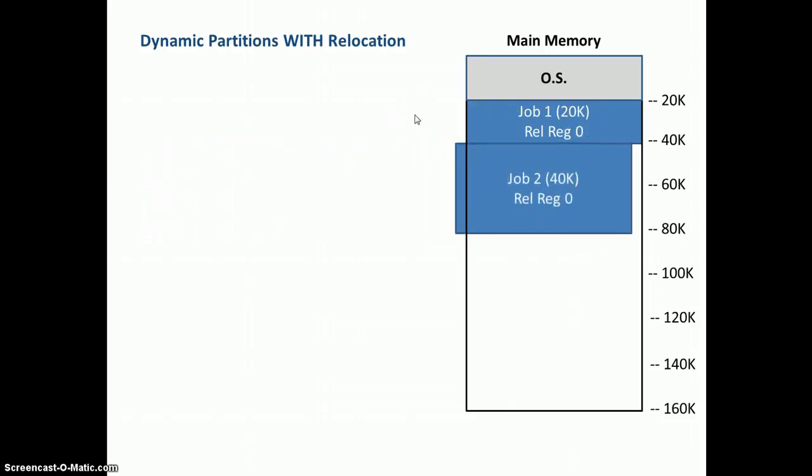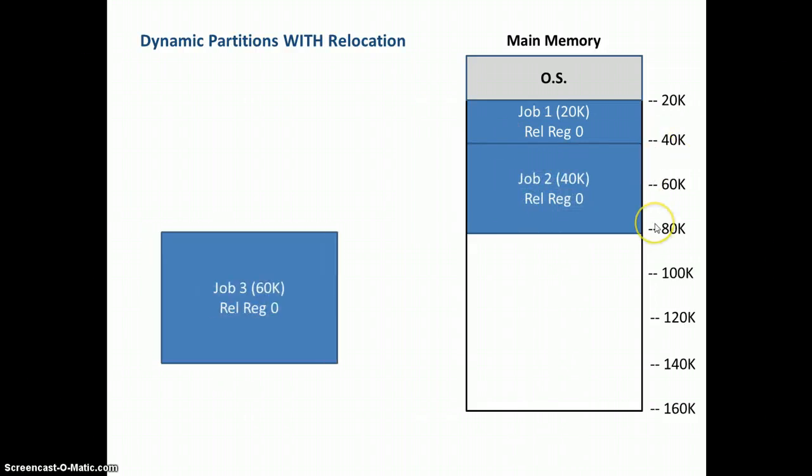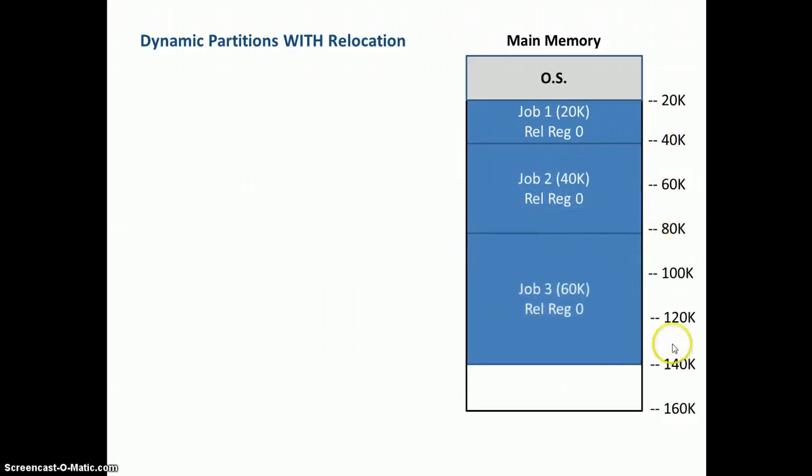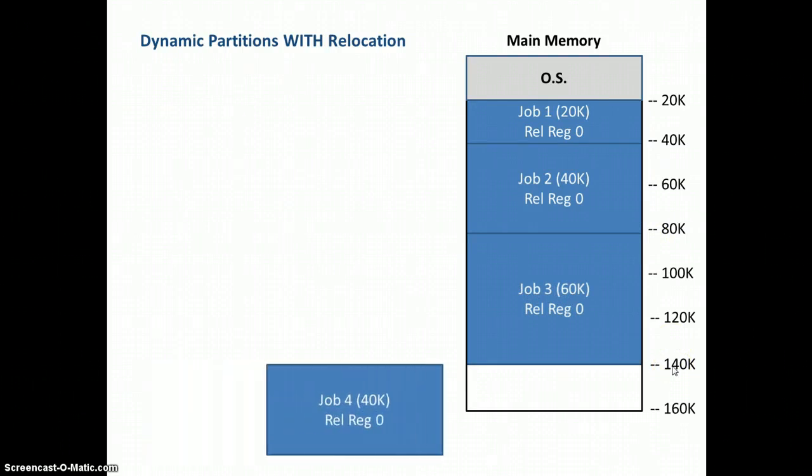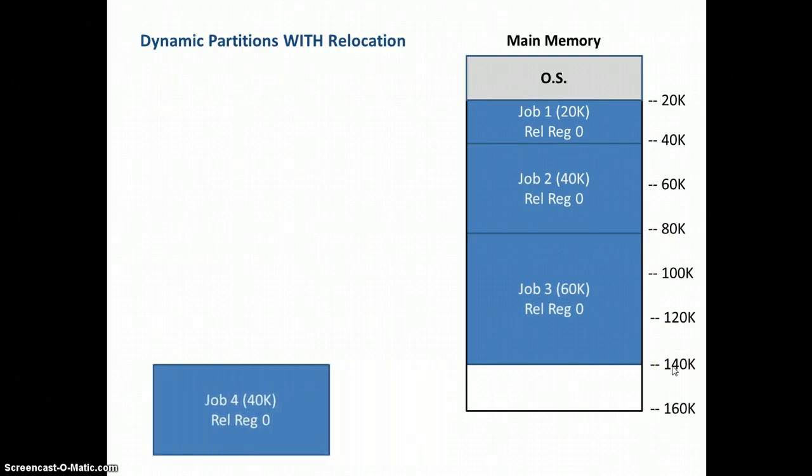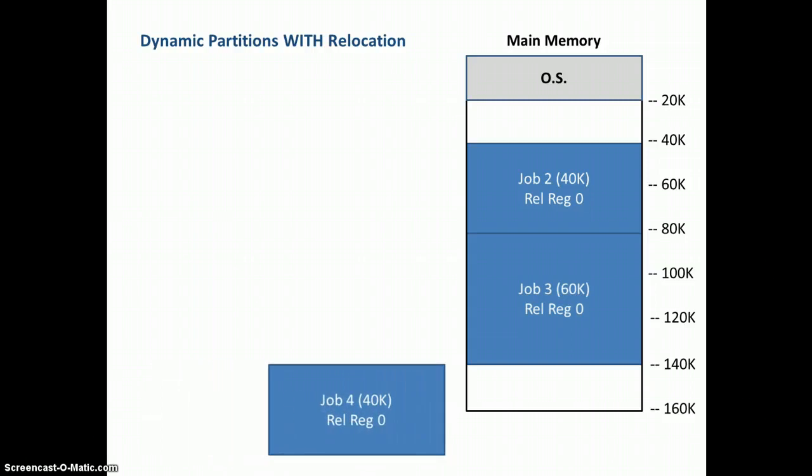Job 2, 40K, is brought into memory. It takes the next 40K blocks. Job 3, which is 60K, takes the next 60K blocks. Job 4 comes along and it can't fit into memory because there's not enough free. So suppose that job 1 does finish. Well, at the moment that job 1 finishes, that job 4 still can't fit into memory.